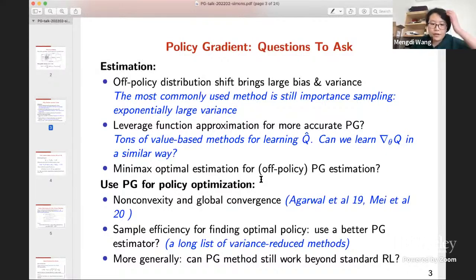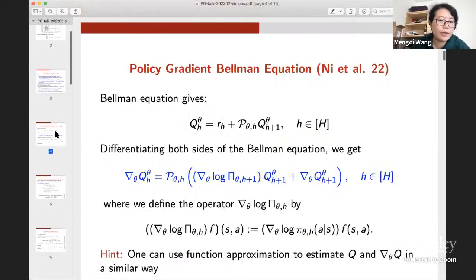And even more generally, in this talk, we hope to be able to extend the scope of policy gradient methods to solve problems actually beyond standard reinforcement learning problems. Okay, so firstly, policy gradient actually has its own Bellman equation. The policy gradient Bellman equation can be proved fairly straightforwardly by just differentiating both sides of the Q function Bellman equation with respect to the policy parameter.